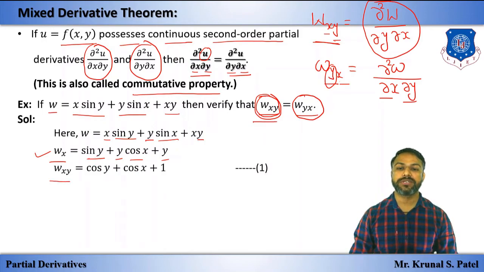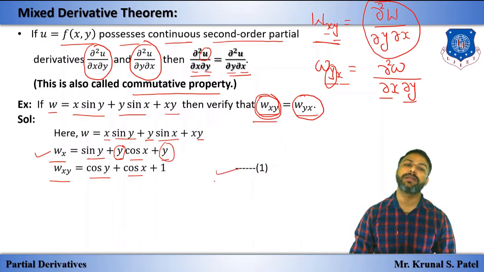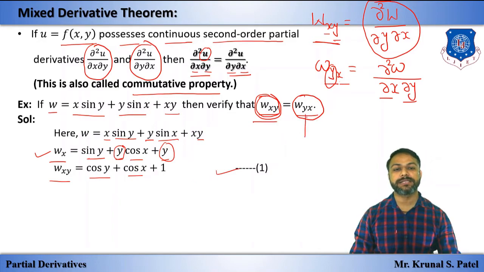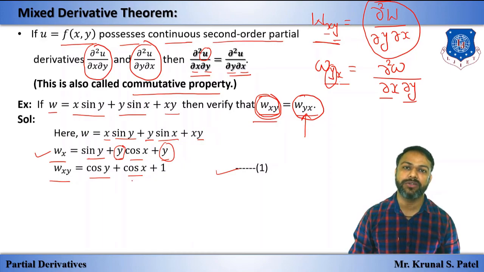Now differentiating this term with respect to y, differentiation of sin y is cos y, differentiation of y is 1, so cos x is constant as it is, and differentiation of y is 1. Say equation number 1. Now we will find this w_yx, that means differentiating with respect to y partially first.